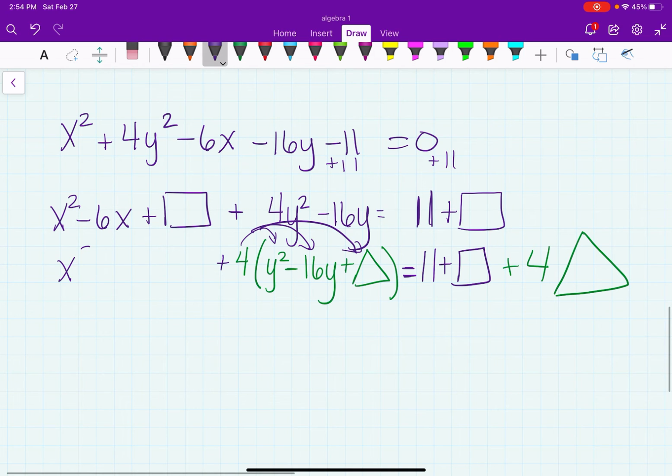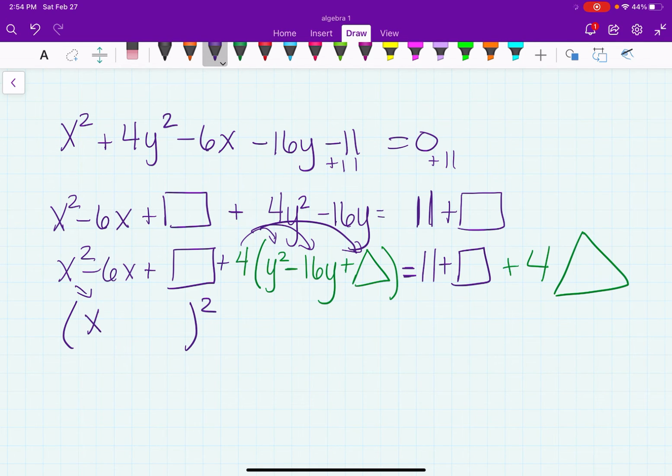Then we have this one here. Now we've got to complete some squares. So let's deal with our x's. So let's make that our perfect square. So that's going to be x goes there. Half of 6 is 3, so that goes there. Squaring negative 3 is 9. That's what goes in my boxes. That 4 on the outside stays there for a minute while we complete the square. So again, it's going to be y. Half of 16 is 4.